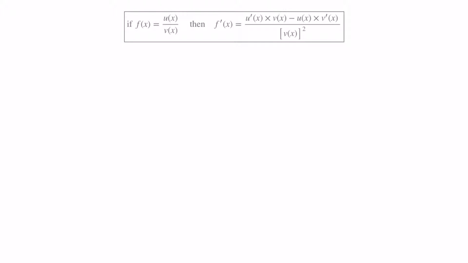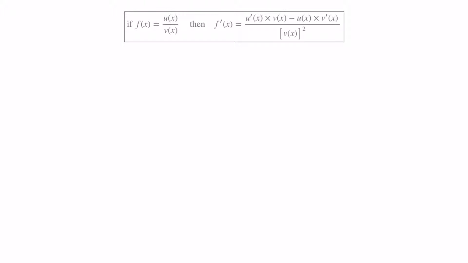In this video, we'll be learning how to differentiate quotients of functions using the quotient rule for differentiation. Now, we're reminded of the formula here at the top, and we're told that if a function f of x equals u of x divided by v of x, then its derivative, f dash of x, equals u dash of x times v of x minus u of x times v dash of x, all of which is divided by v of x squared.